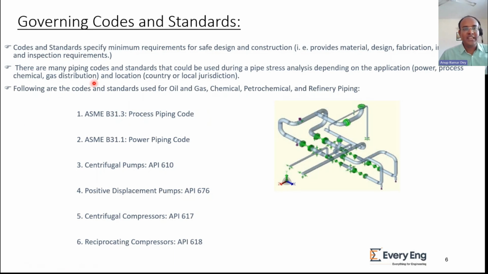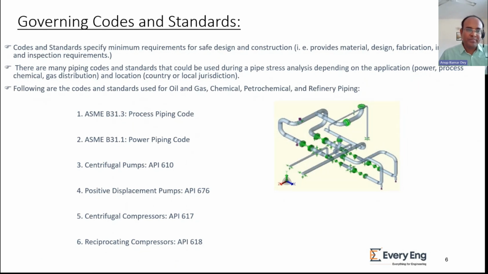Now following are some of the codes and standards that are used for oil and gas, chemical, petrochemical and refinery piping. Here you can see that I have mentioned ASME B31.3. This is the process piping code, and this is the most widely used code for piping design. In most of the countries, this code is used. Then ASME B31.1 is the power piping code, used for power generation units.